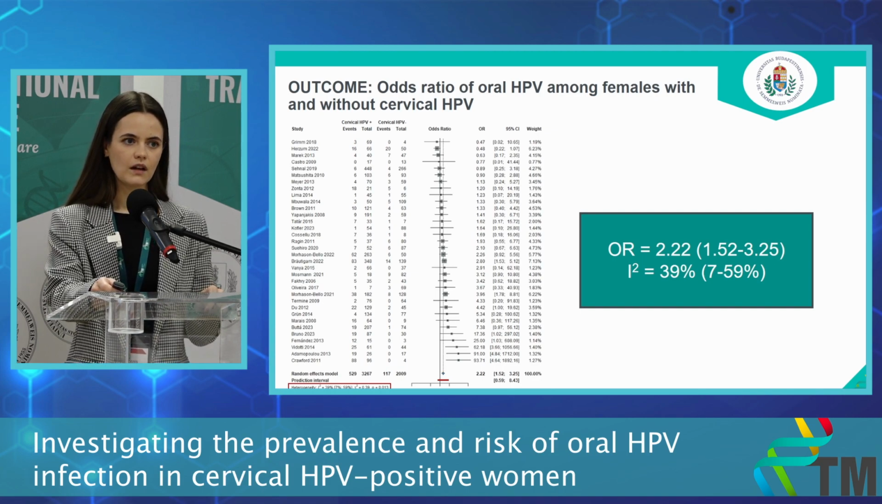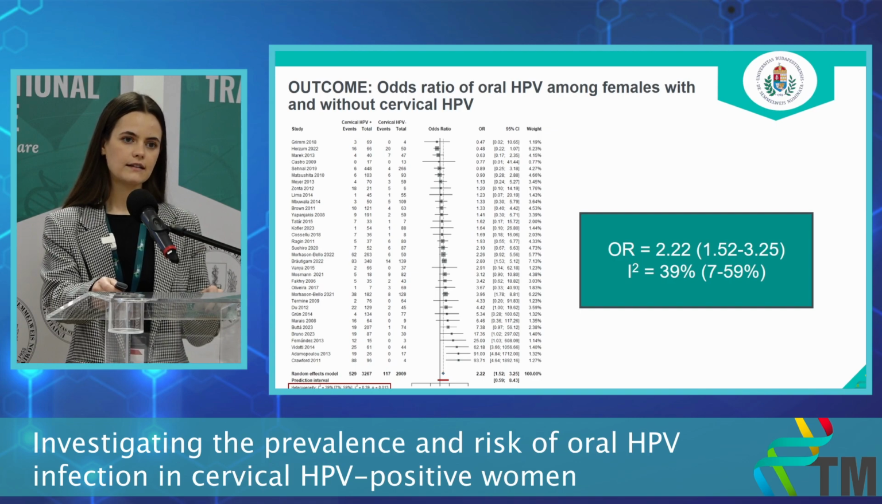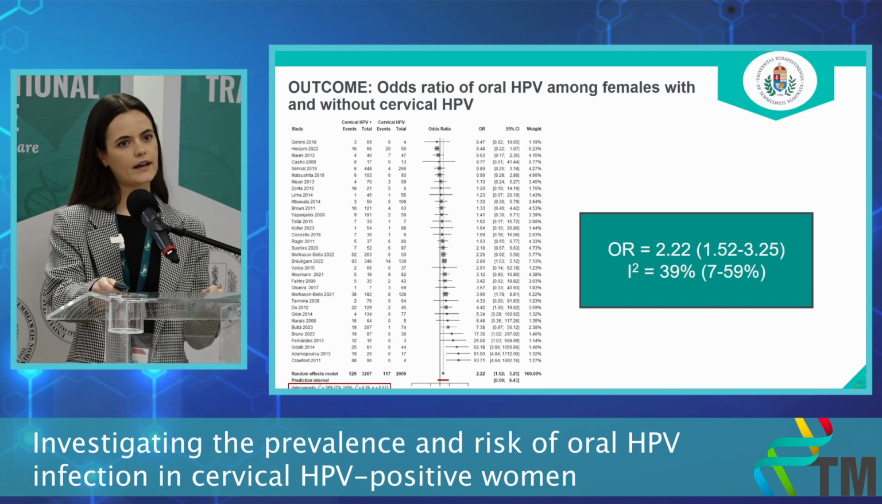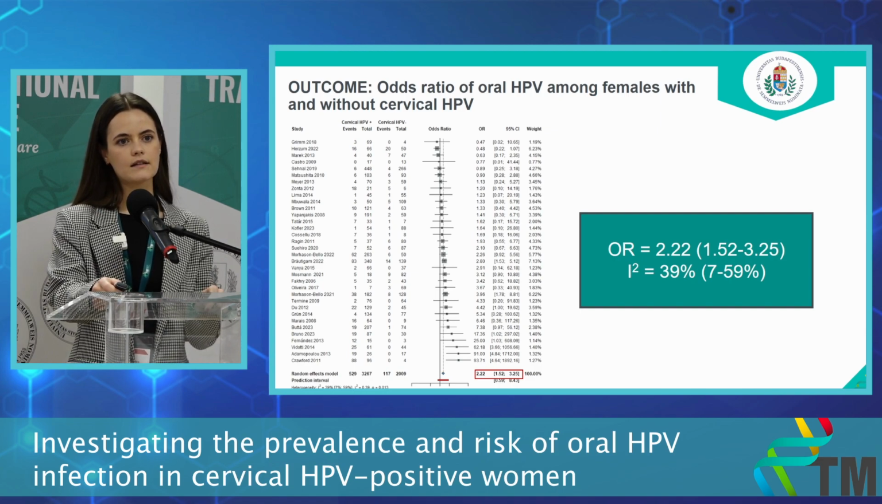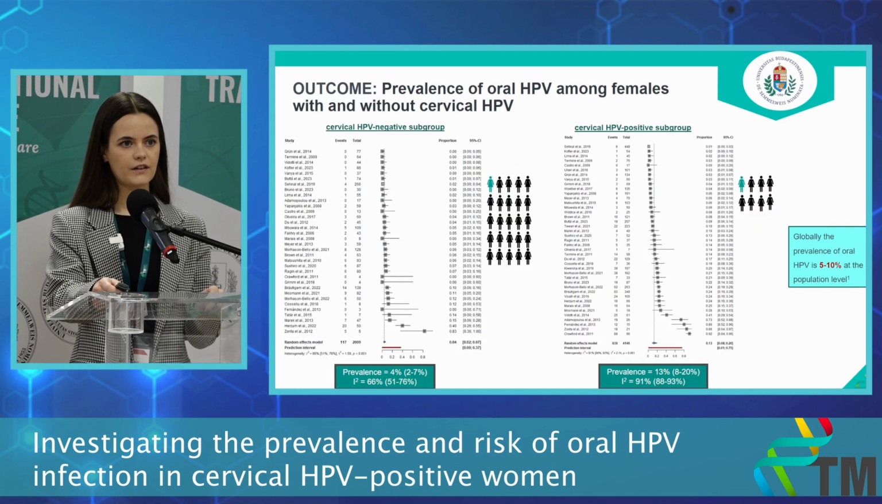And the reasons for the heterogeneity could be the different oral sampling methods, the different virus detection kits, the globally and individually different sexual habits, and the HPV positivity or negativity of the sexual partner. And our result is the odds of having oral HPV among females with cervical HPV is 2.22 times higher compared to the cervical HPV negative group. Our result is clinically and statistically significant.